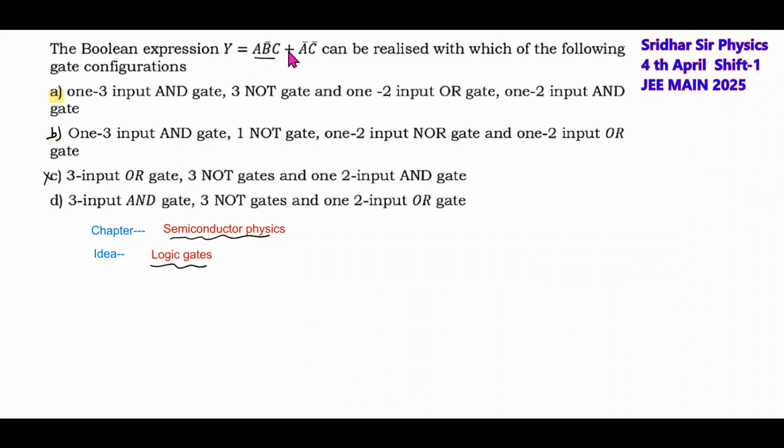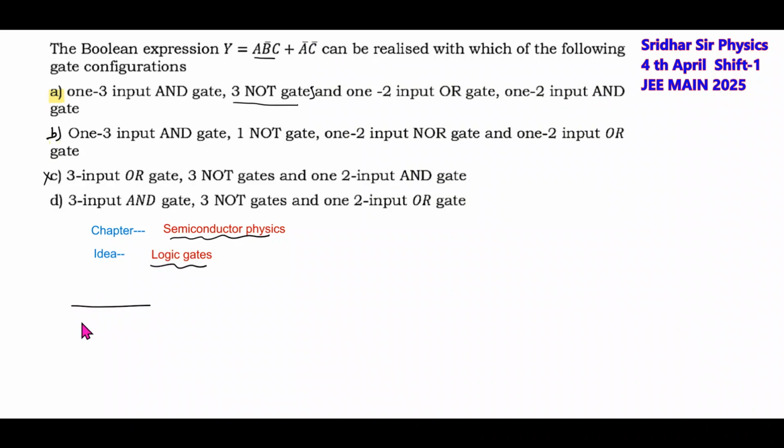Fine. Next, B complement, A complement, C complement: individual inputs should be complemented, so 3 NOT gates. And next we have a 2 input OR gate, with this one input and this one input. Here 1 OR gate is there. And these two should be ANDed; we have to perform the AND operation with a 2 input AND gate.